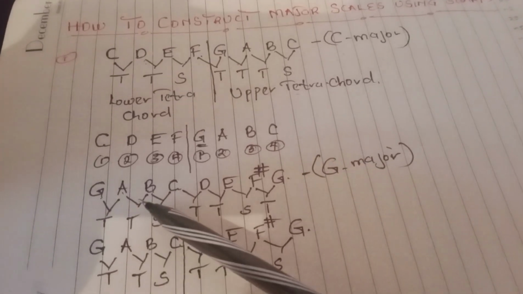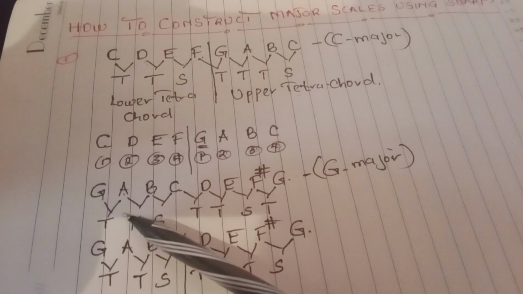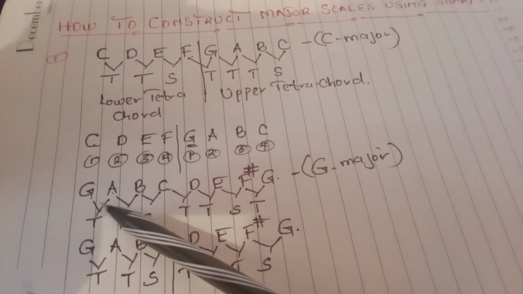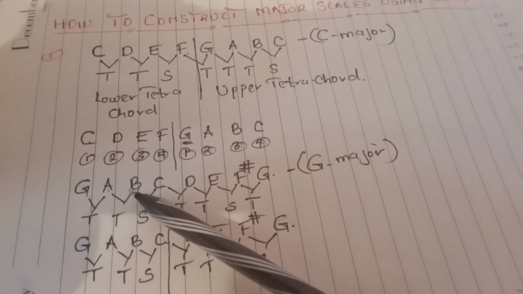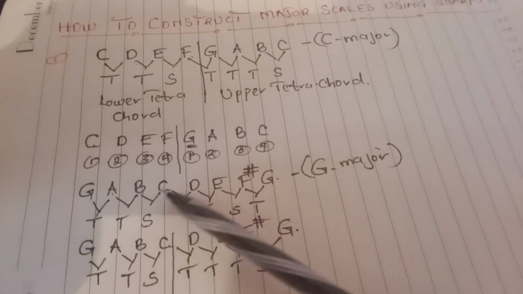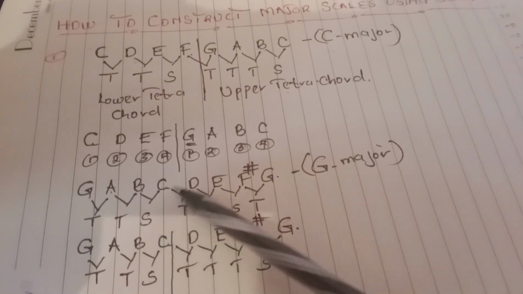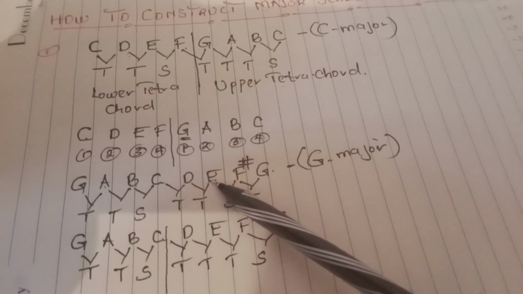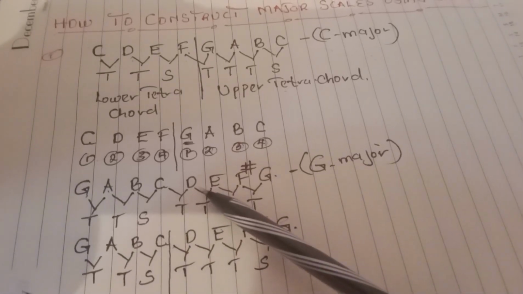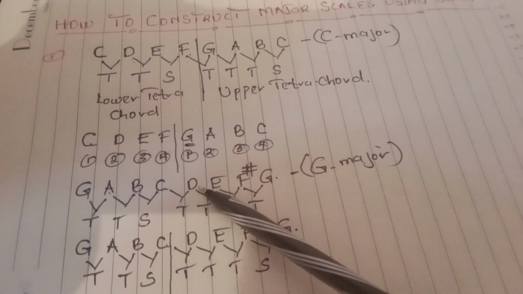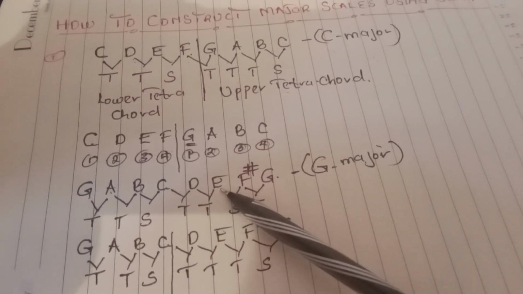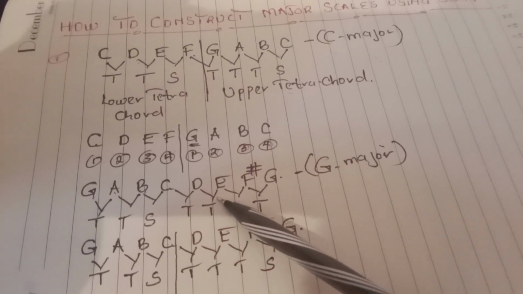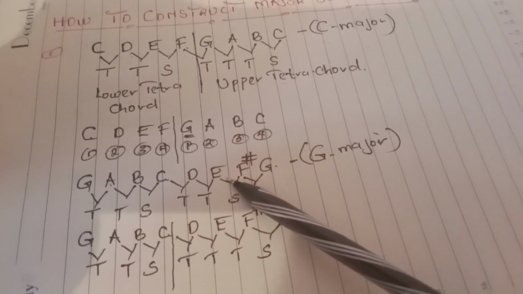Now, after coming up with this scale, you are supposed to check, does it obey the law of tone and semitones? So let's see. From G to A, it's a full tone. AB, it's a full tone. BC, it's a semitone. So you find that on the side of the lower tetrachord, it's obeying that rule. Now let's go to the side of the upper tetrachord. From C to D, it's a tone. DE, it's a tone. EF, it's a semitone, and FG, it's a tone. So you find that the upper tetrachord of this scale doesn't follow that rule.